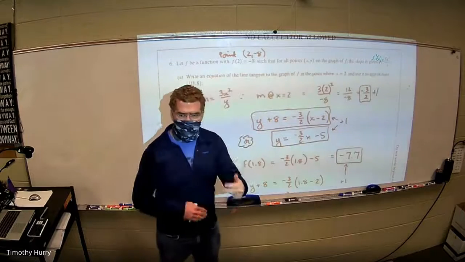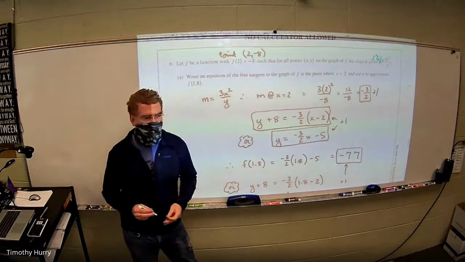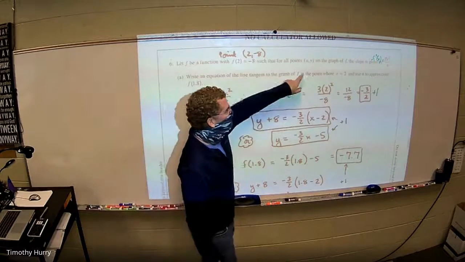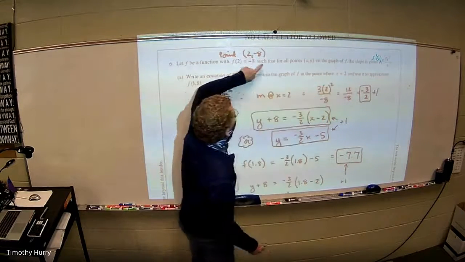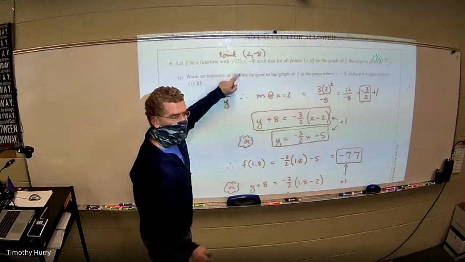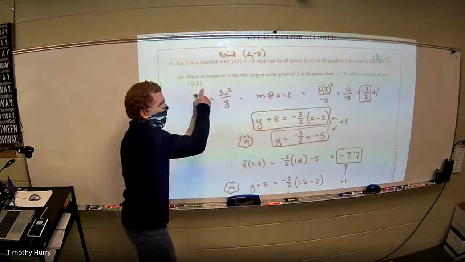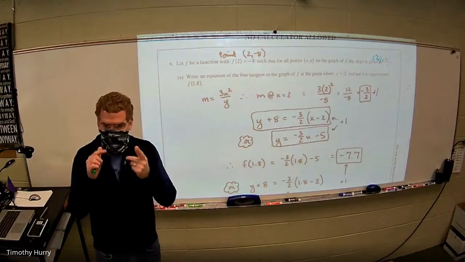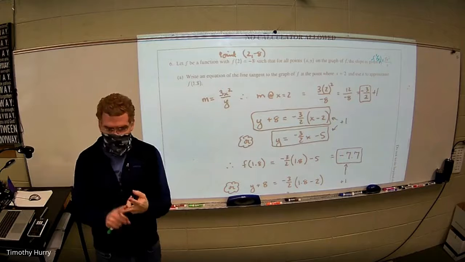See how often they ask this question? They're going to tangent line approximation. That's twice just in this free response section. At the point x equals 2, well, that's convenient. They gave me that point. And then use it to approximate f of 1.8. So what do you need to find a tangent line? A point and a slope.